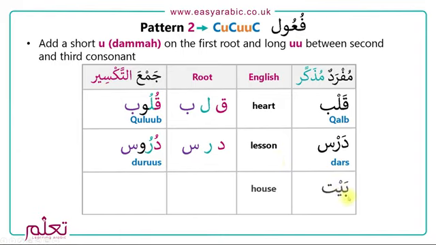Okay, next one is bait. Again, we've got three root letters: ba, ya, and ta. We can have ba with the damma, a ya with the damma, a waw, and then a ta. That is what the pattern is saying, so we have to follow that. So here it'll be buyut, which is houses. Qalb becomes qulub, dars becomes durus, bait becomes buyut. So qulub, durus, buyut.